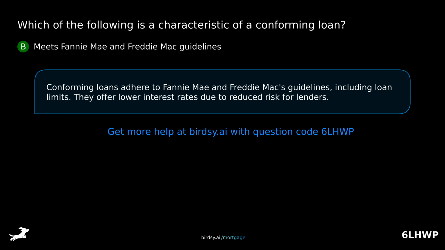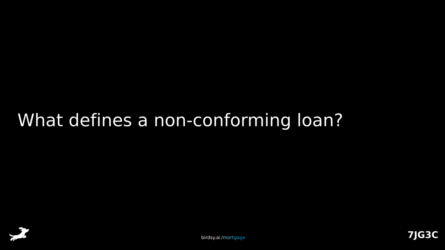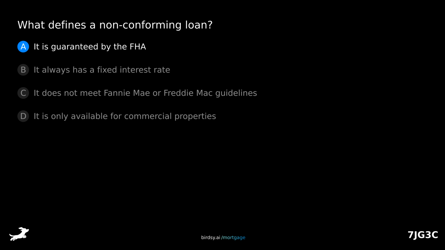Conforming loans adhere to Fannie Mae and Freddie Mac's guidelines, including loan limits. They offer lower interest rates due to reduced risk for lenders. What defines a non-conforming loan? Is it A, it is guaranteed by the FHA, B, it always has a fixed interest rate, C, it does not meet Fannie Mae or Freddie Mac guidelines, or D, it is only available for commercial properties? The answer is C, it does not meet Fannie Mae or Freddie Mac guidelines.